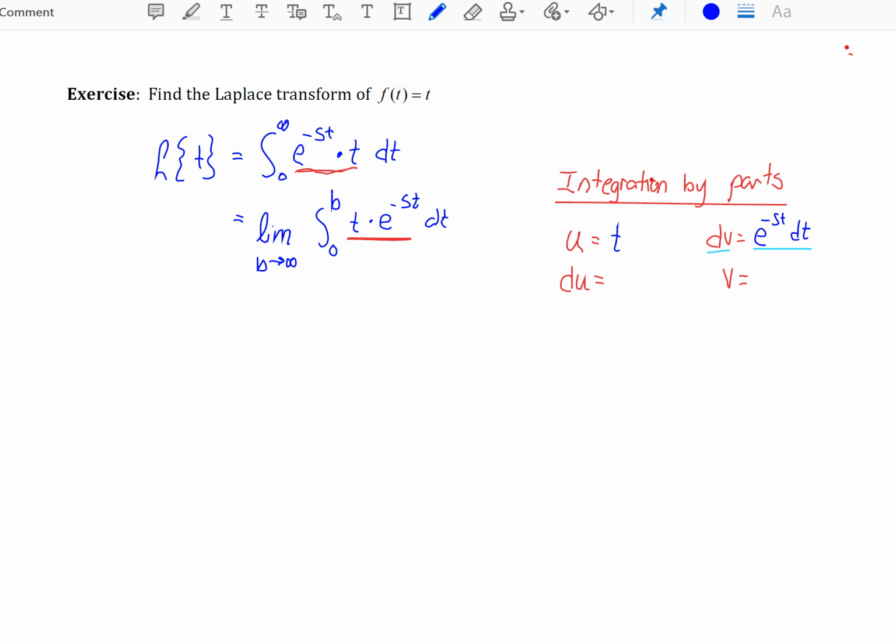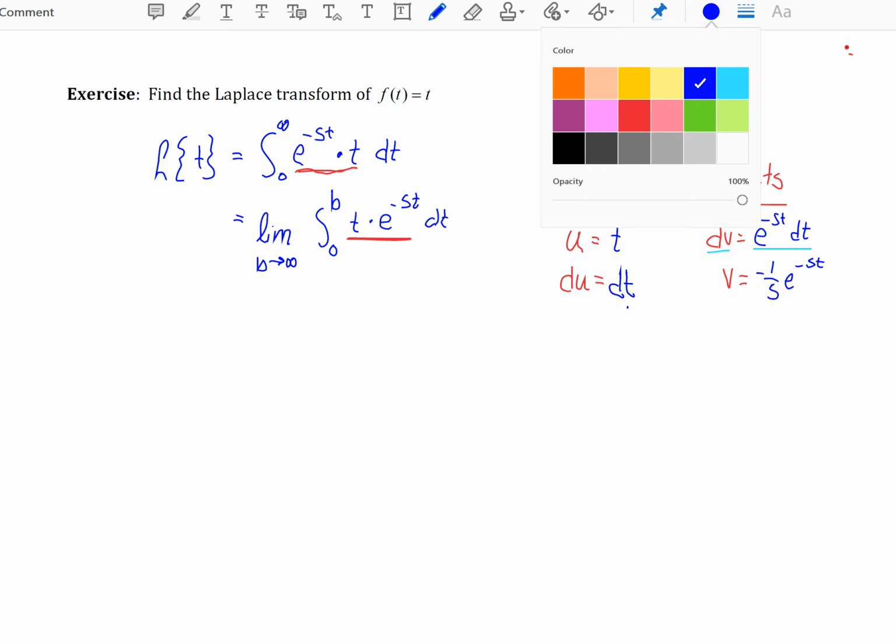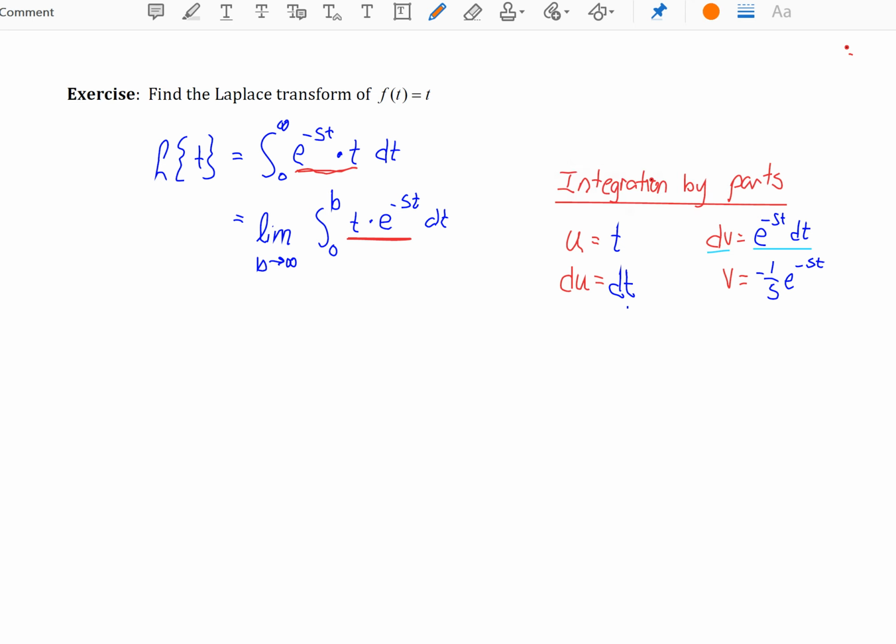Now the du, the derivative of t, is going to be just dt. And the antiderivative of e to the negative st we saw in our last problem was negative 1 over s e to the negative st. And now you'll probably recall that to do integration by parts, you always look at u times v minus the integral of v du.